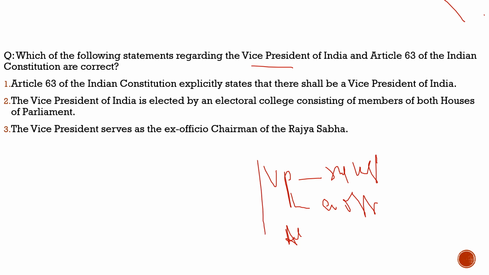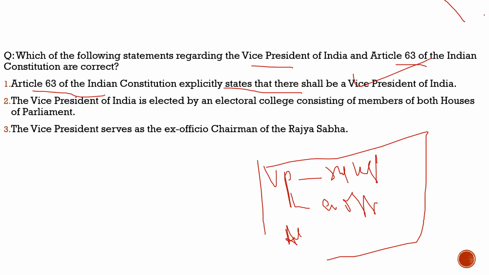So this much information, I guess, is enough for your introduction part, and I hope you can solve this question with it. Here the question says, which of the following statements regarding the Vice President of India and Article 63 of the Indian Constitution are correct? First statement, Article 63 explicitly states that there shall be a Vice President of India, 100% correct.